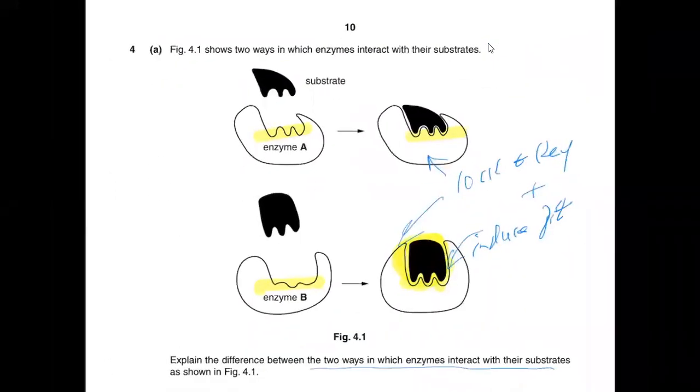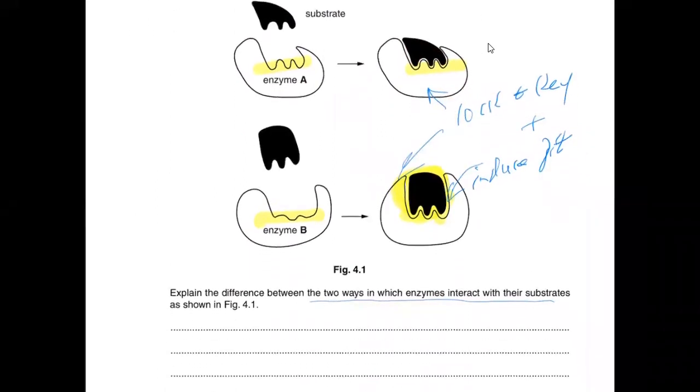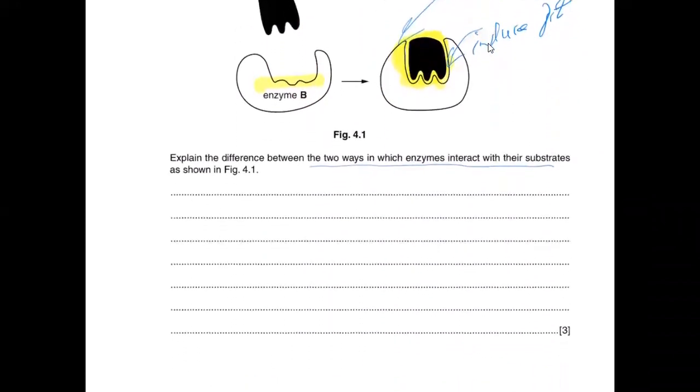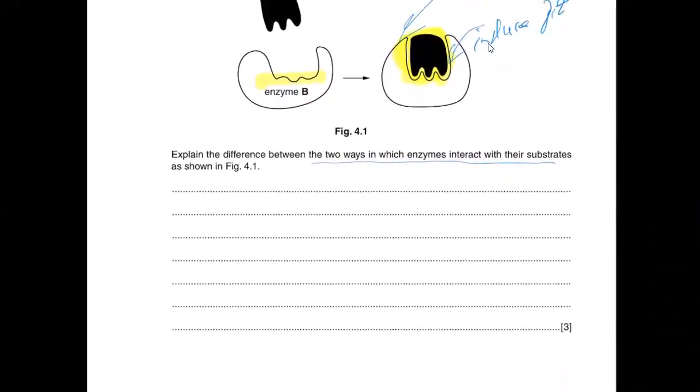This question is from variant 21, 2015. It shows how the enzyme interacts with the substrate. You can see the enzyme and the substrate bound together, and the substrate is an exact fit for the enzyme's active site. So this enzyme is working by lock and key. Whereas if you look at the other enzyme, enzyme B, the active site is not a perfect fit for the substrate. So this enzyme is not working by lock and key. This is working by induced fit. So explain the difference between the two ways in which the enzyme interacts with the substrate.